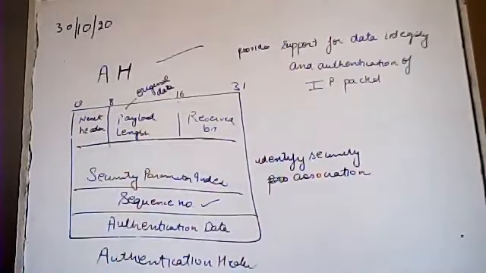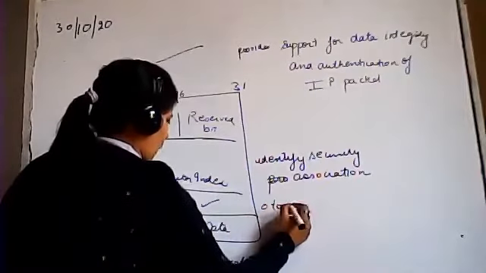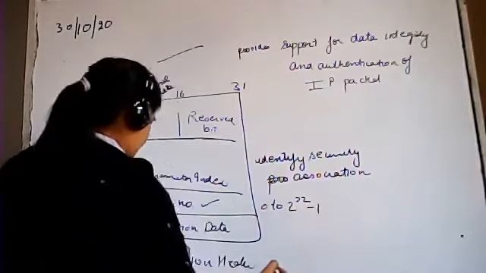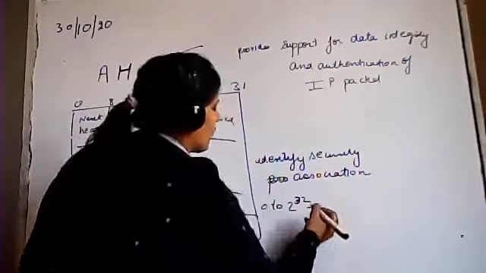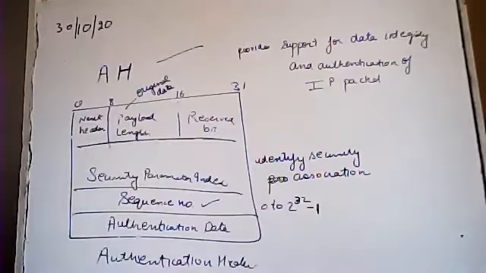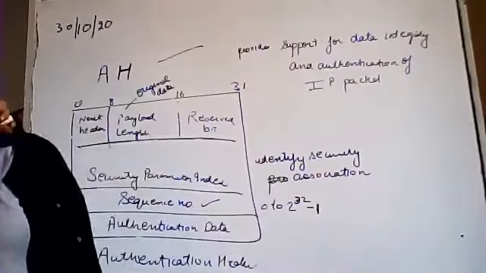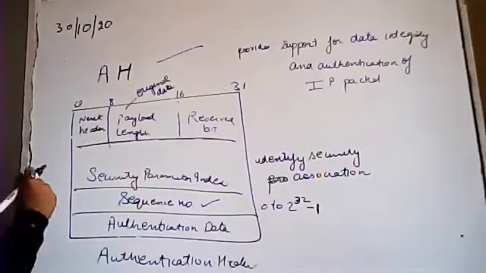What is its size? It is a 32-bit sequence number, and it can range from 0 to 2 raised to power 32 minus 1. It will automatically get incremented as you send packets. Clear? So this is regarding the sequence number.